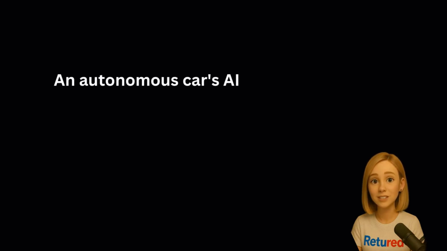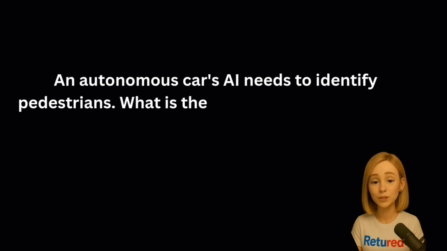Second question, an autonomous car's AI needs to identify pedestrians. What is the most critical metric here? Precision or recall? And why? It's absolutely recall. A false negative, missing a pedestrian, is catastrophic. A false positive, braking for a shadow it thinks is a person, is an inconvenience, but it's safe. The cost of missing a positive case is infinitely high, so you must maximize recall.